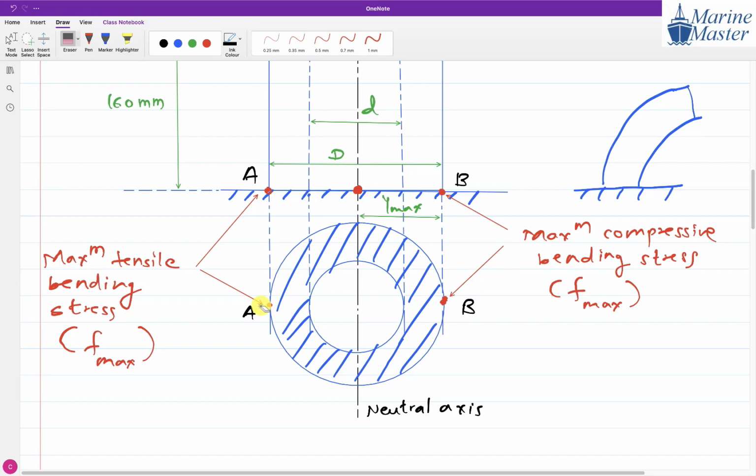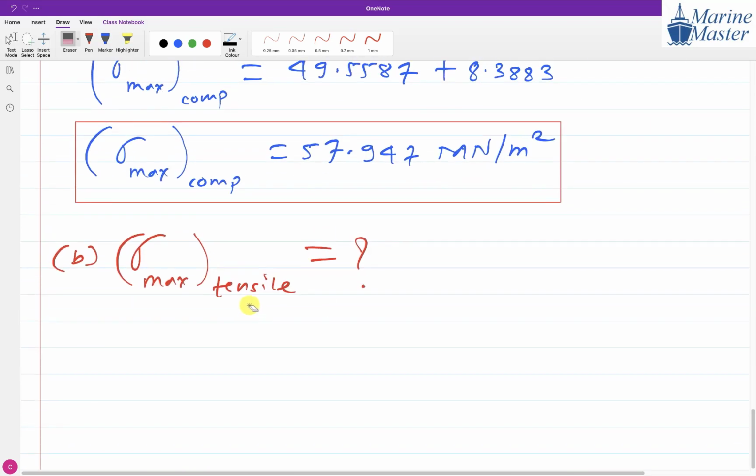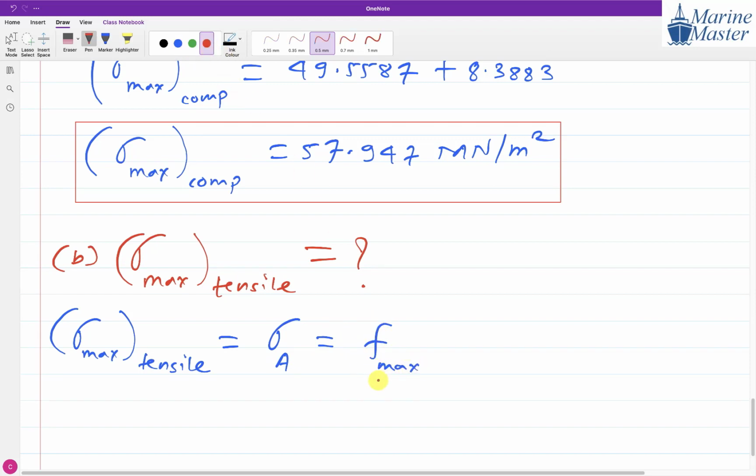So the overall effect of the stress will be maximum tensile stress. Sigma max tensile will be what? The net effect, the maximum net tensile stress, is what they want to ask. It will be the net stress at point A. F max at point A will be of which nature? What is the nature?